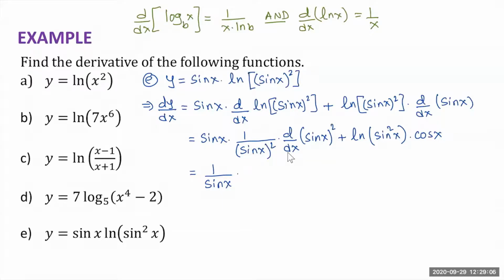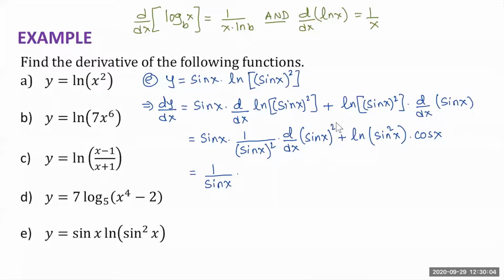Then after that, we have the derivative with respect to x of sine x quantity squared. Now you can again see that your outside function is a power function, inside function is sine x. So you have to use the chain rule again. Now when you use the chain rule here, use the power rule first and then the derivative of the inside function.